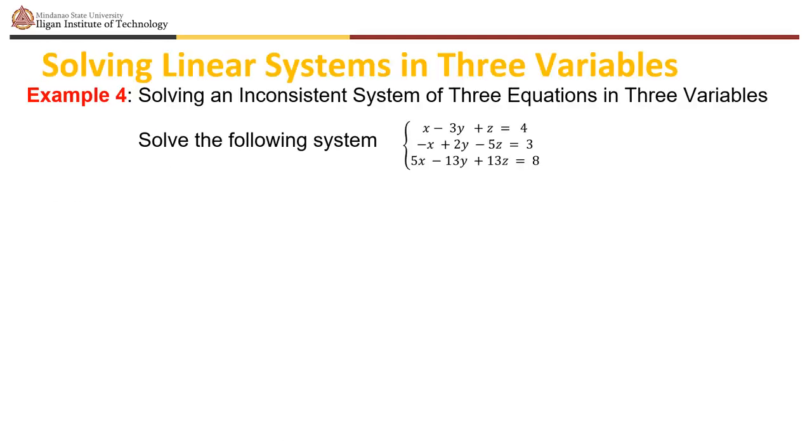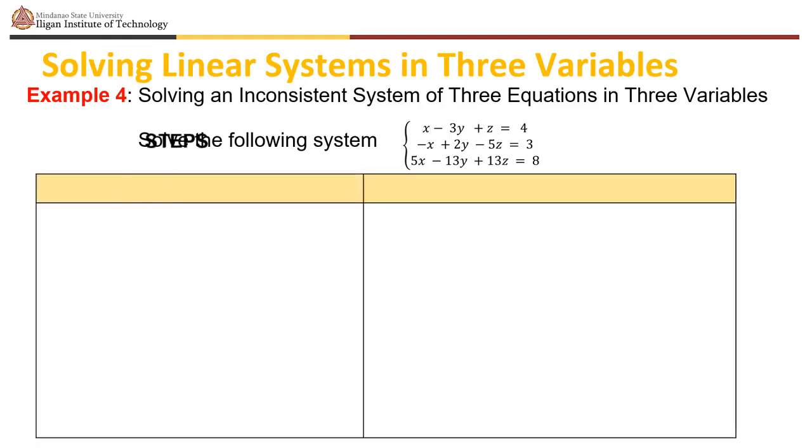Now we have another example, which is solving an inconsistent system of three equations in three variables. You're asked to solve the following system. That is x minus 3y plus z is equal to 4, minus x plus 2y minus 5z is equal to 3, 5x minus 13y plus 13z is equal to 8. Here are the steps and the solution.